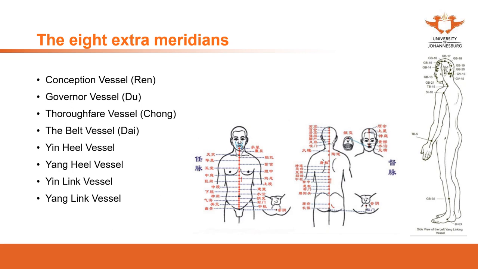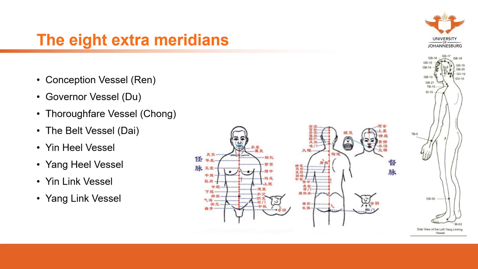Apart from the 12 principal meridians, we also have another 8 extra meridians. The 8 extra meridians work like the branches of the main meridian. We can also store the extra qi or blood from the principal meridian in them. The extra one can be stored in the extra meridians. So that's the function of the extra meridians.